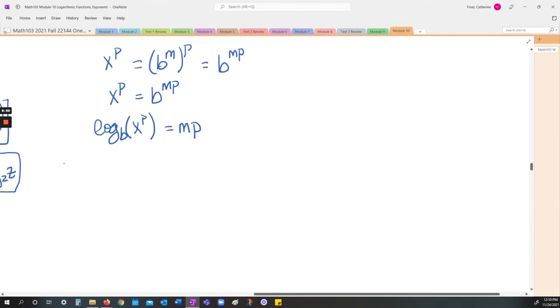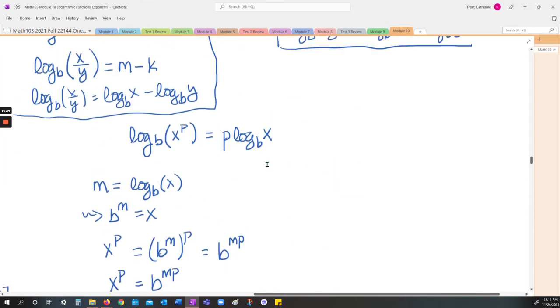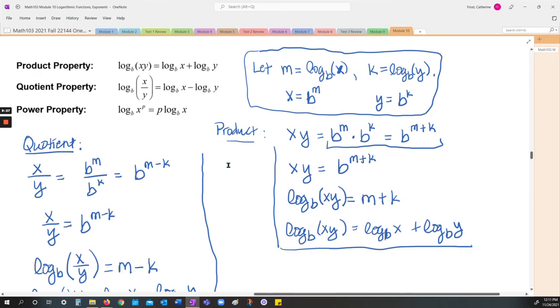Okay, and so finally, m was log base b of x. And so mp is this log times p. Let me write the p first, because it looks a little bit nicer. So p times log base b of x. And that's what we were trying to prove, right? That if you have log of x to the p, that's the same as bringing that exponent out front as multiplication. So there we go. There are those three key properties for dealing with logarithms, for manipulating them, simplifying things, all that kind of stuff.